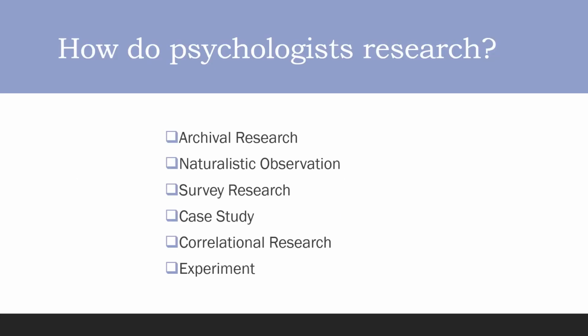Moving on, how do psychologists research? First, we have archival research. Research in which existing data such as census documents, college records, and newspaper clippings are examined to test a hypothesis. Then we have naturalistic observation, research in which an investigator simply observes some naturally occurring behavior and does not make a change in the situation.